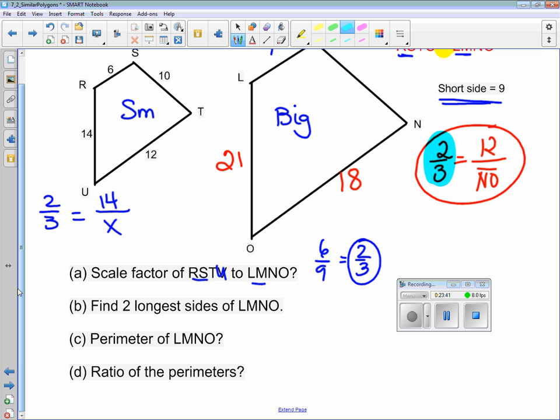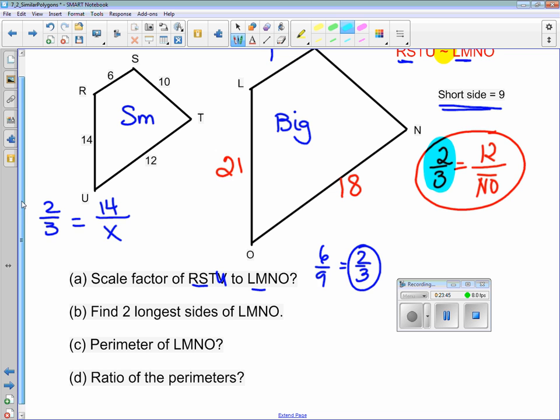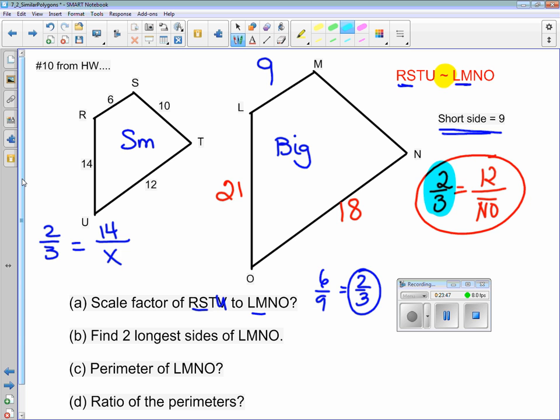Last question, or second to last question. C, the perimeter of LMNO. Well, I'm close. I still have to find the perimeter. MN, okay. And what did I get there? You got 15? How'd you get that, Jared? I agree with you. You did it in your head.